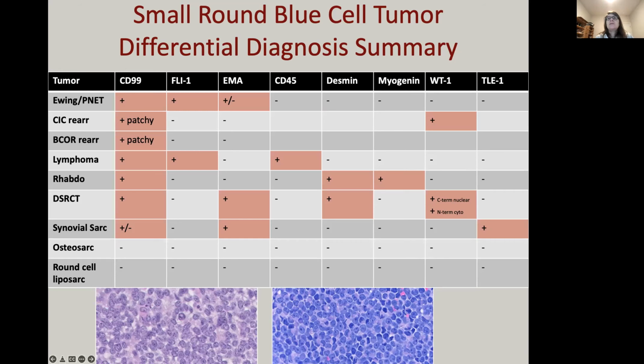So let me see if I can get my annotations up for a second. All right. So if you're dealing with something in the bone that's small round blue cell, chances are you may be dealing with something like a Ewing or a PNET. Is my annotation showing?